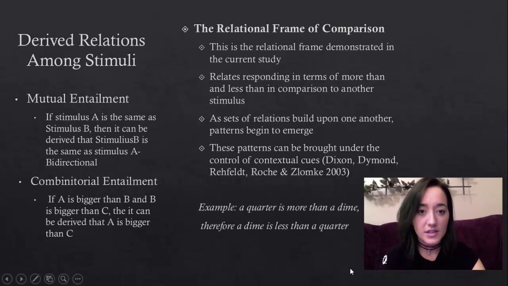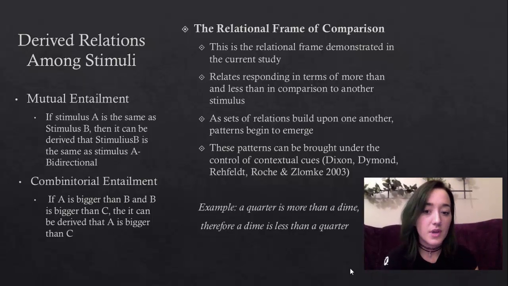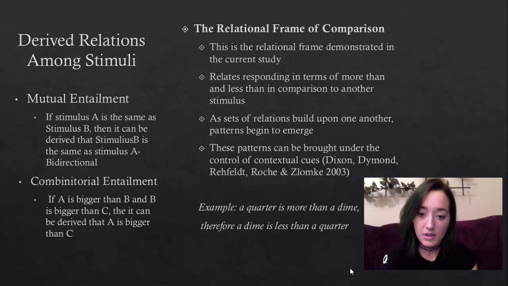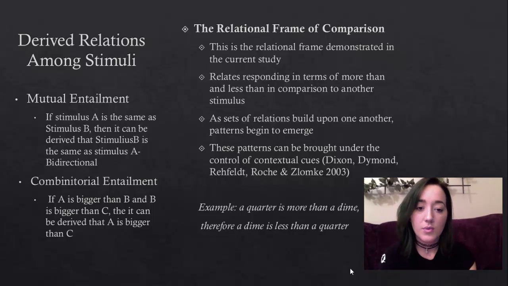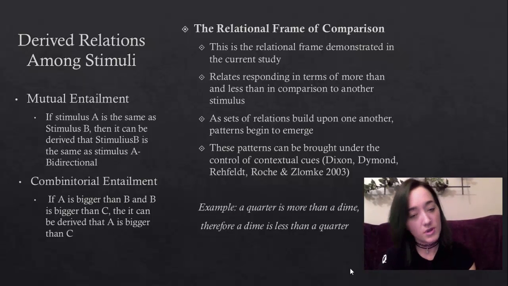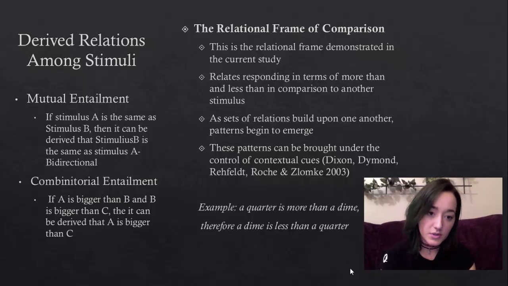So there are actually a lot of different types of relational frames. We gave a couple different examples of mutual entailment and combinatorial entailment. The one primarily used in the study was the relational frame of comparison, which relates responding in terms of being more than or less than in comparison to another stimulus. These relations are able to build upon one another and patterns begin to emerge.